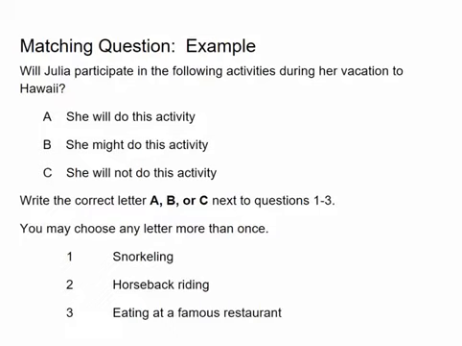And then we get a list of choices. Sometimes these choices are in a box, sometimes just a list like this one. And our choices are A, she will do this activity, B, she might do this activity, or C, she will not do this activity. Okay, so we know that Julia is going to be doing some activities. We have to see about whether she's going to do some particular ones or not. And those activities are the numbered choices below. So number 1, 2, and 3.